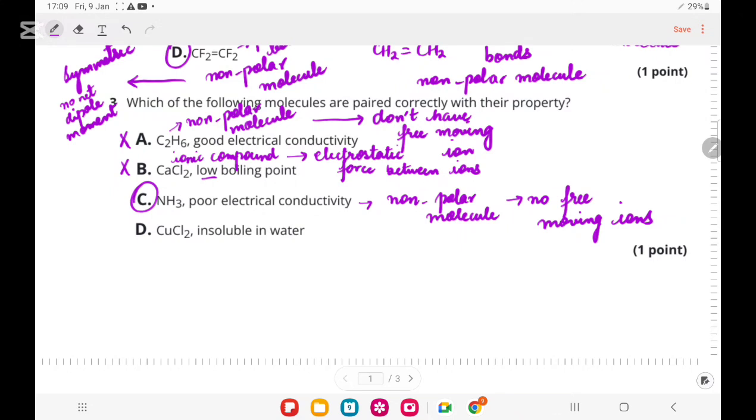So this option is correct. While they are saying copper chloride, which is an ionic compound, and most ionic compounds are soluble in water because they develop ion-dipole forces with water. So because of that they are soluble in water. So this is also incorrect.